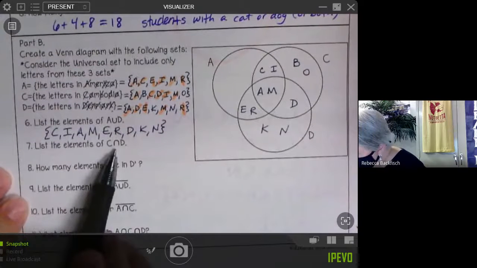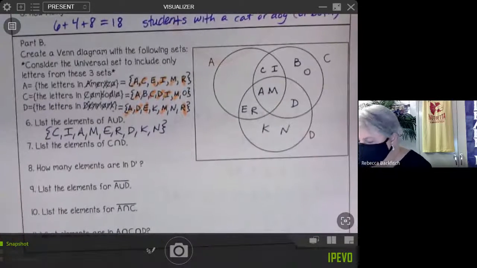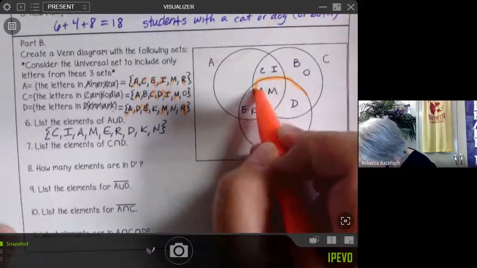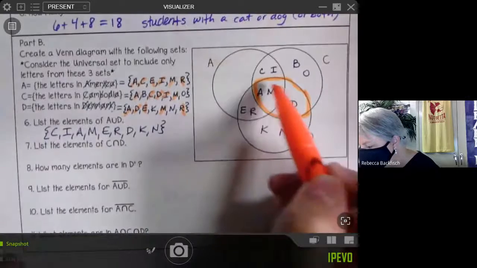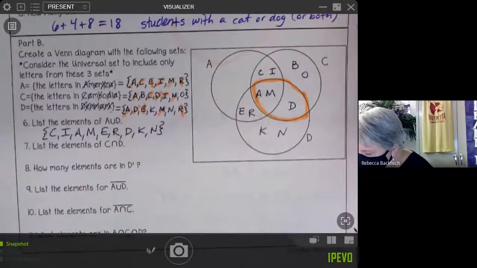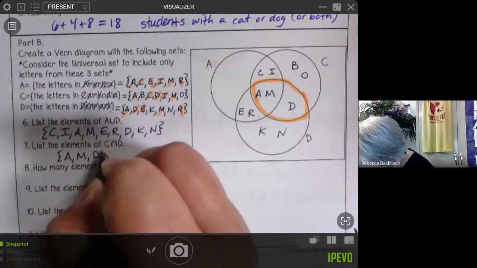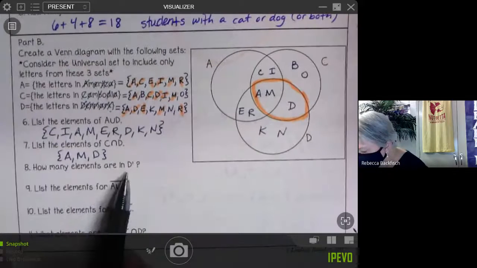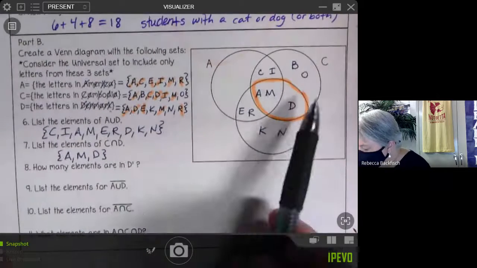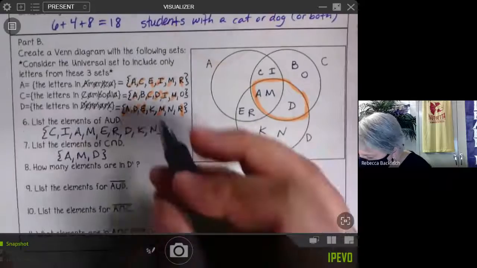List the elements of C intersect D. So that basically just means where C and D overlap. Note here, that's this whole area. You got to put those two together because that whole space is in C and in D. So that would be A, M, and D. Now for the next one, we just have to count, which is nice. It says how many elements are in not D, D prime. So that basically means how many letters are outside of this circle. 1, 2, 3, 4. That's it.